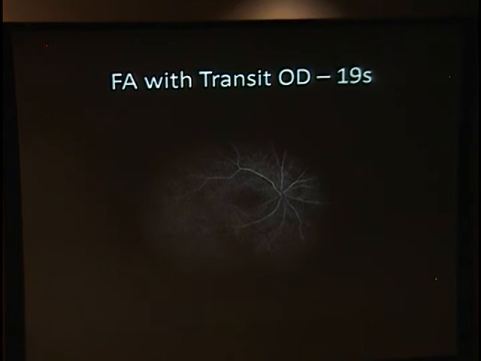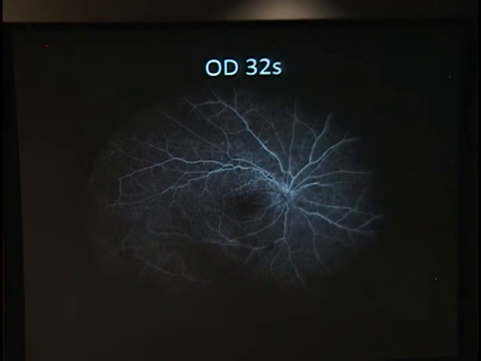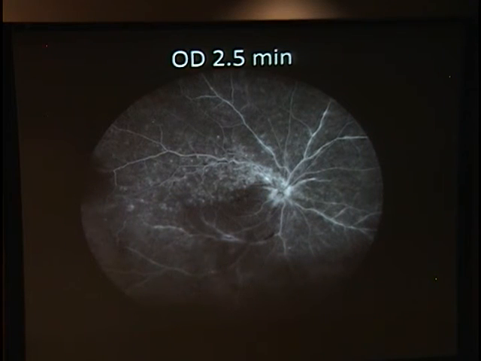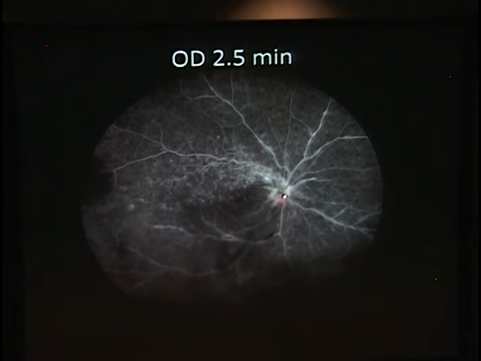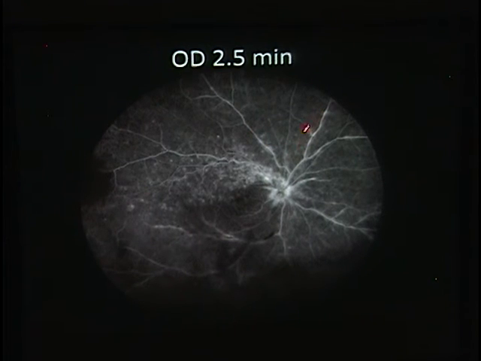Here's her FA. This is early transit. Right eye, 19 seconds, vessels are filling normally. We got a wide field angiogram, so this is why it's so minified and zoomed out. A little later, 32 seconds, and then much later, 2.5 minutes, you can see that the optic nerve is lighting up, so there's some staining and leakage from the optic nerve, and interestingly, there is retinovascular leakage all over the place. Okay.